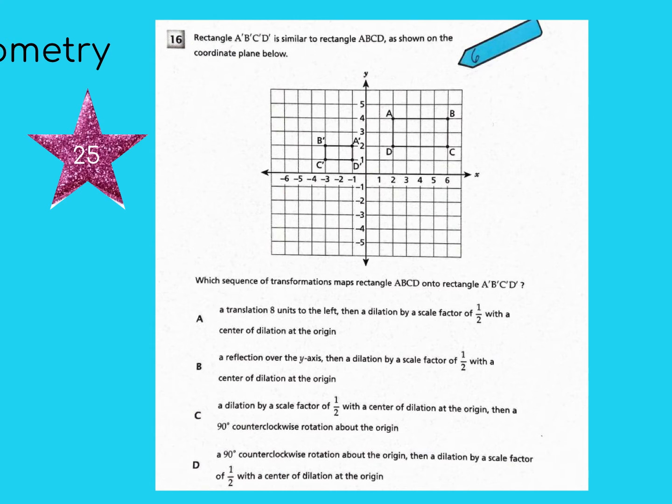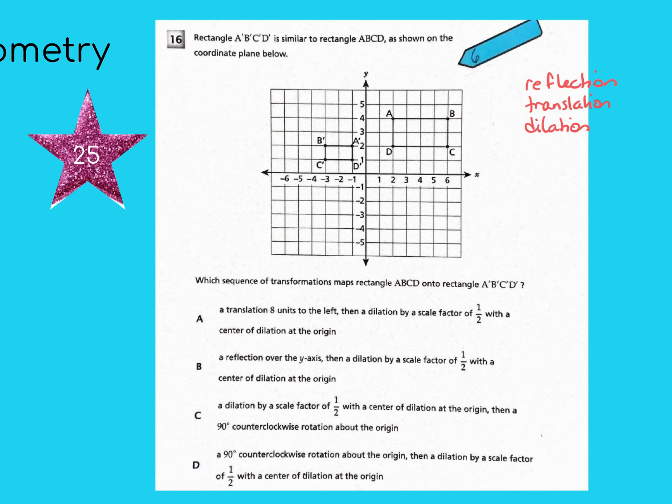For this one, you need some vocabulary. So the vocabulary that we need to make sure we know is a reflection, means it folds. We need to know that a translation means it slides. And we know a dilation means it gets bigger or smaller. In this case, the scale factor of 1/2, anything with a scale factor below 1 will get smaller.